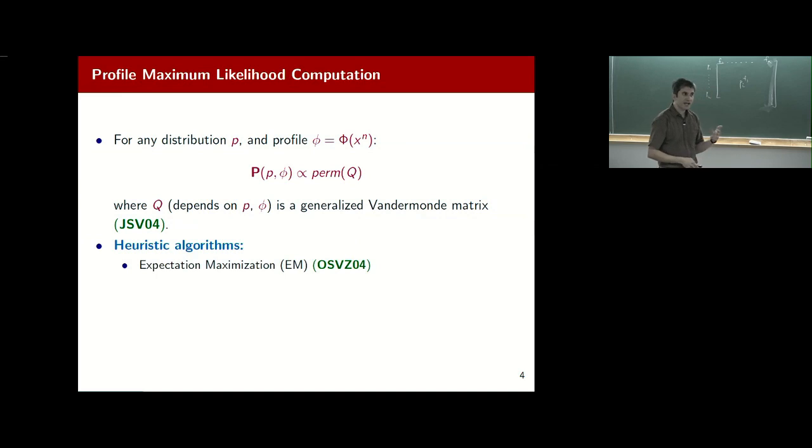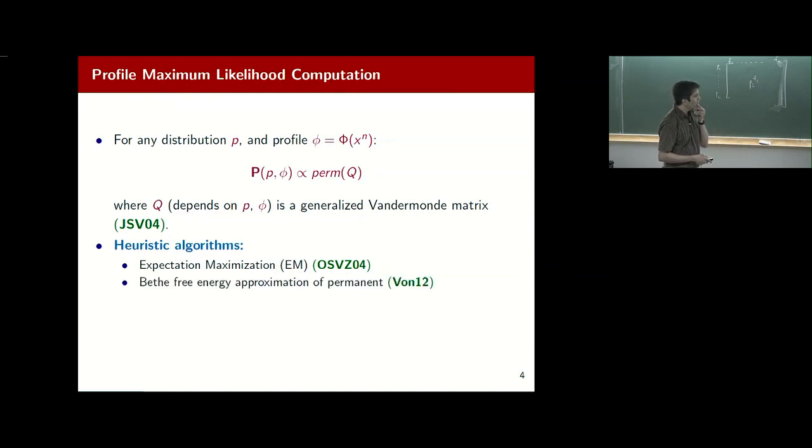So a bunch of heuristic algorithms have been proposed. There was some very nice work of Orlitsky several years ago that actually introduced this problem. So Alon and his students and collaborators came up with this notion of profile maximum likelihood, and they came up with some expectation maximization method to estimate this thing. But this is a heuristic, and we don't have any guarantees on this.